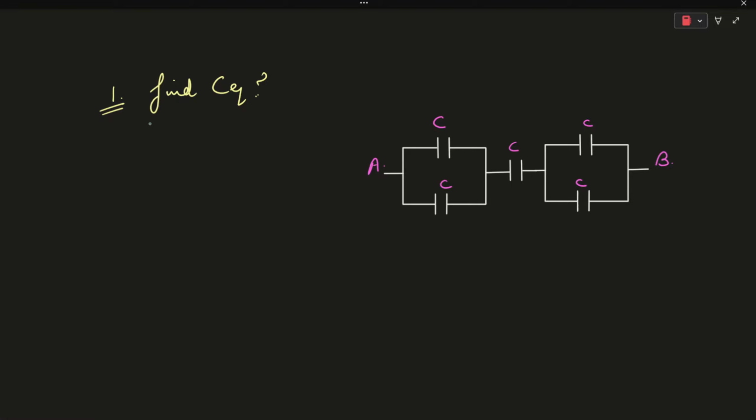In this tutorial, we are going to find the equivalent capacitance of various electrical networks. The first electrical network is given like this, and we need to find the equivalent capacitance between the terminals A and B.